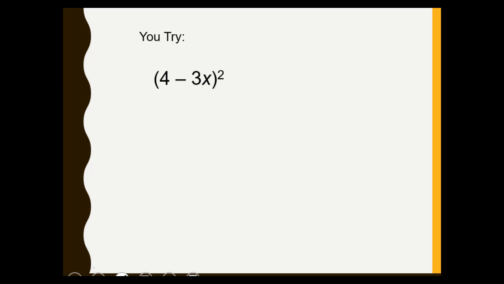And you try this one. Pause the video here. Okay, remember, we're not going to square both of these terms. We're going to square the whole expression. So we're going to rewrite the expression 4 minus 3x times 4 minus 3x.